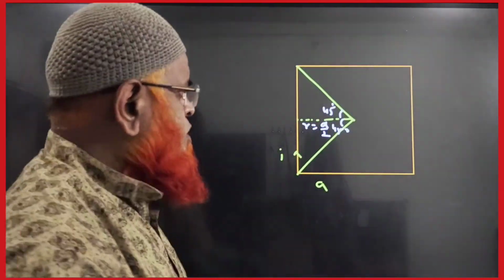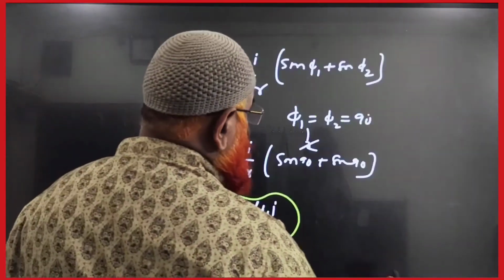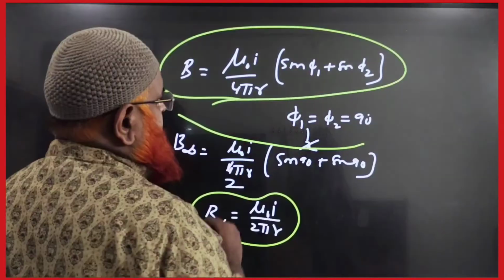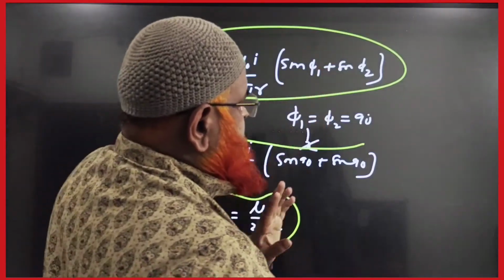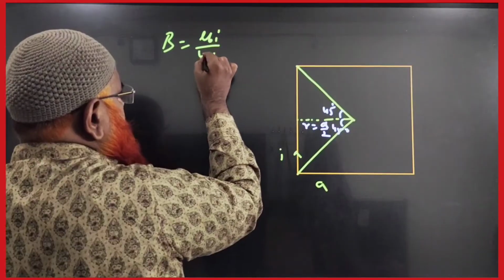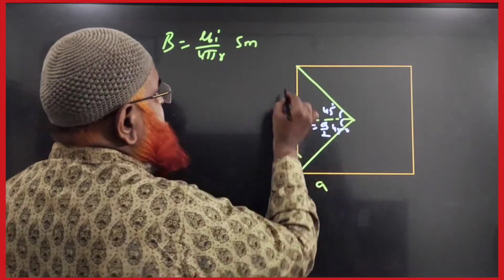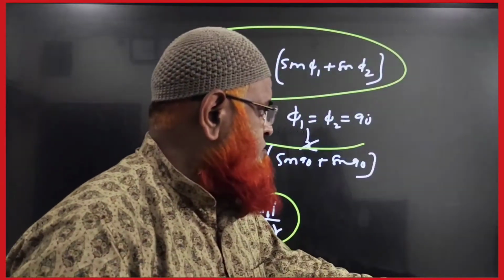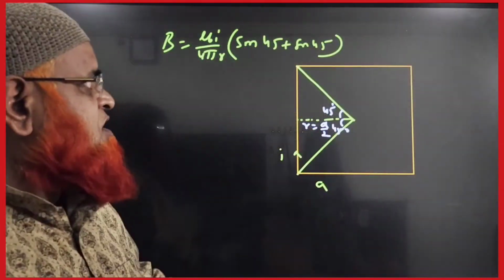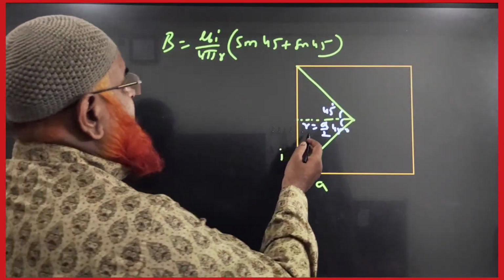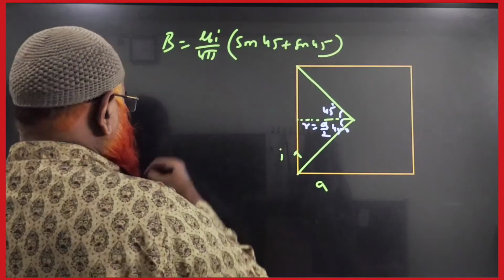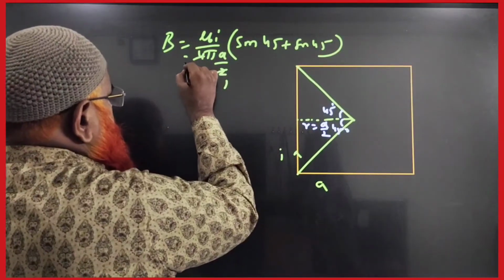Understood? Is it clear? Now we are applying the same Biot-Savart application that we got just now. We have to use this formula: B is equal to mu naught I by 4 pi r into (sin phi 1 plus sin phi 2). This is only the application of Biot-Savart. Phi 1 is 45 and phi 2 is 45 in this application. Now what is r? r is equal to a by 2. So instead of r, what will you write? a by 2.